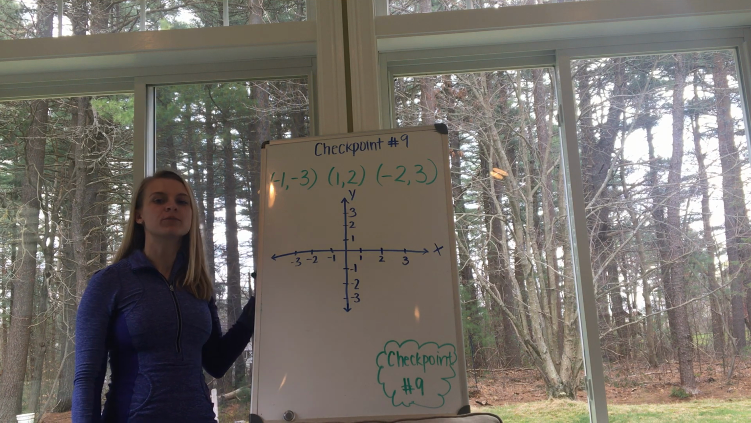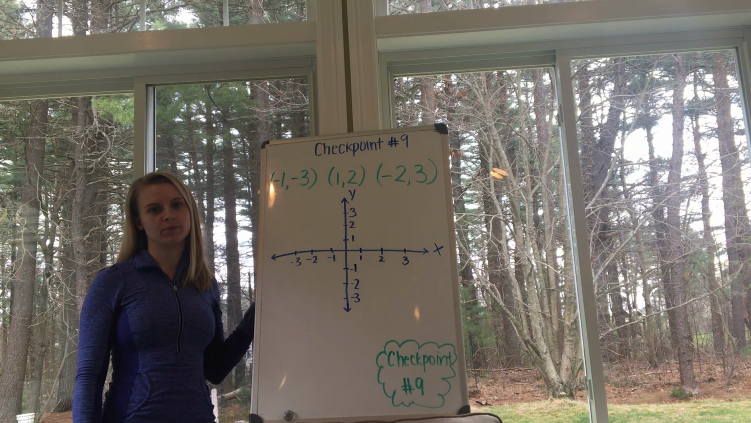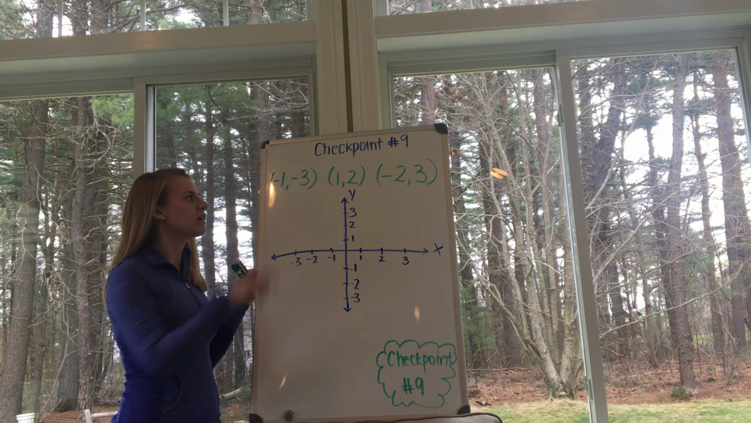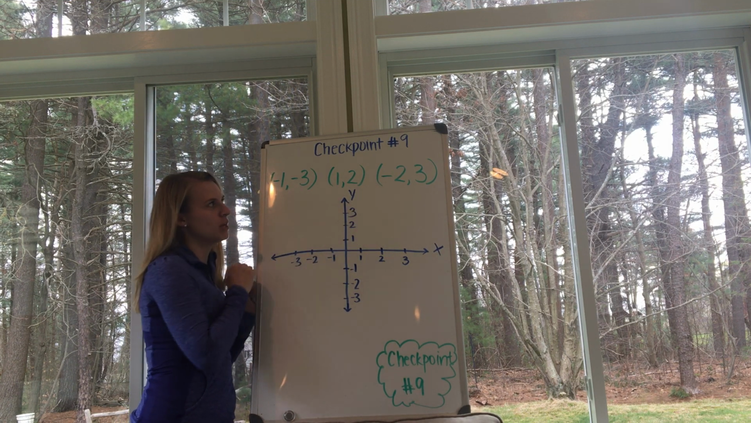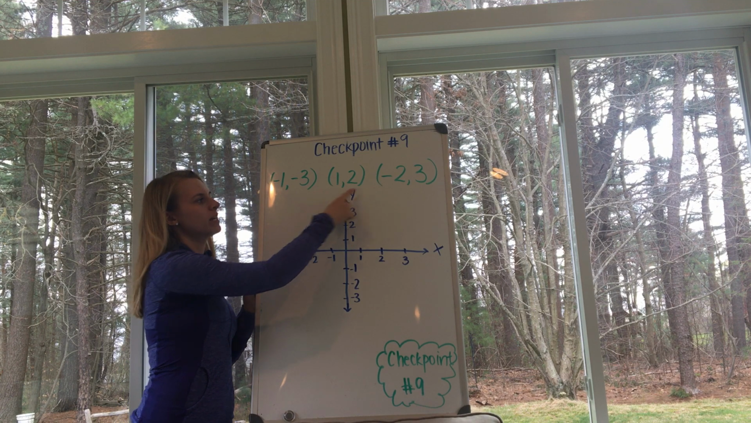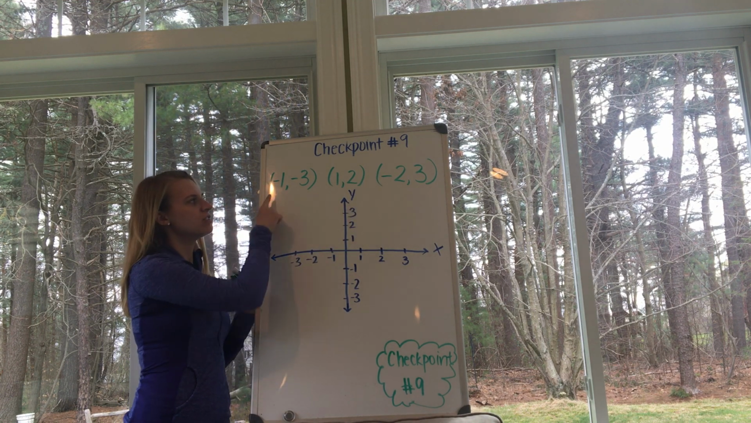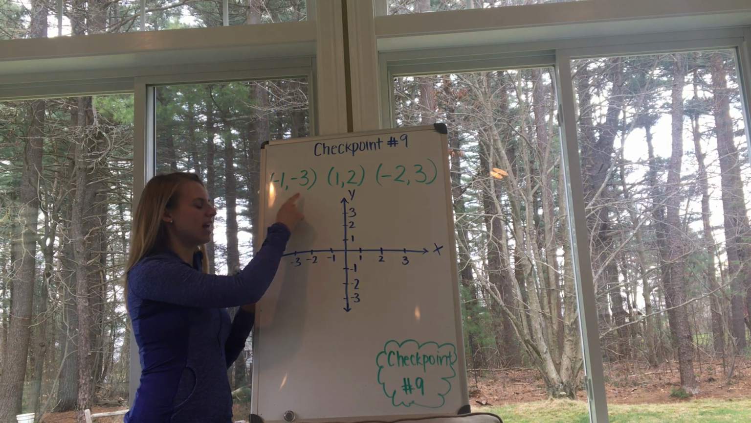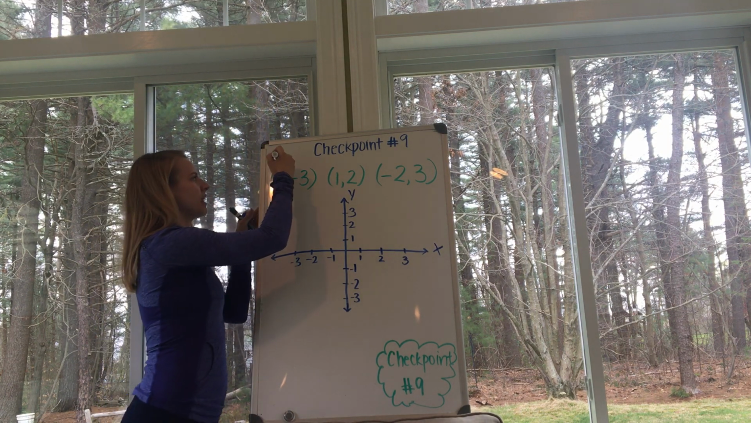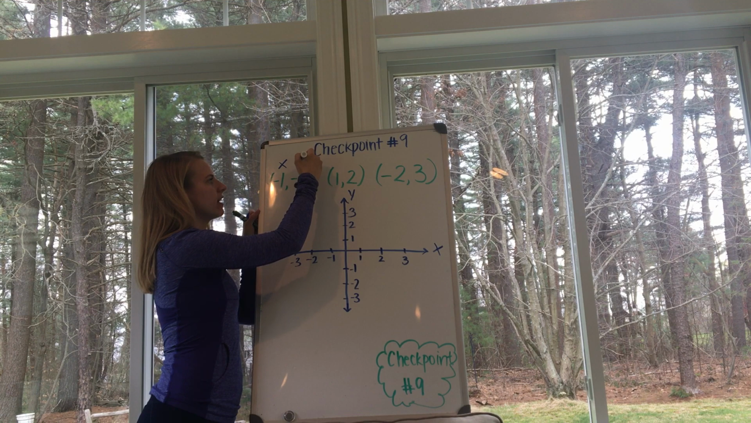Today we're going to go over the information you need to know for checkpoint number 9. We are going to be graphing 3 different coordinate pairs on a graph. So let's look at these coordinate pairs in green. These are called coordinate pairs because they have an x coordinate and a y coordinate. We're going to label that x, y.